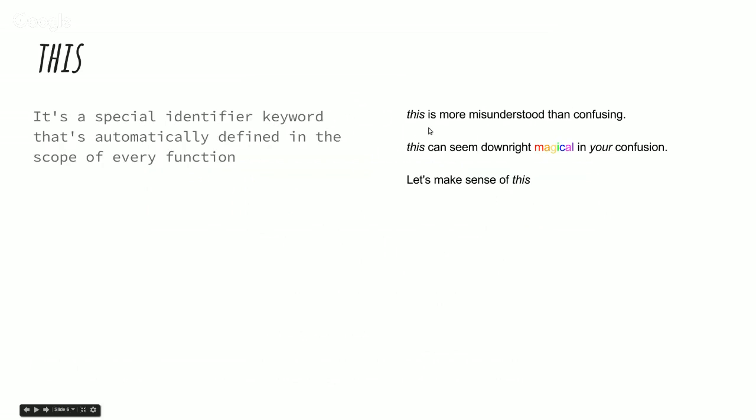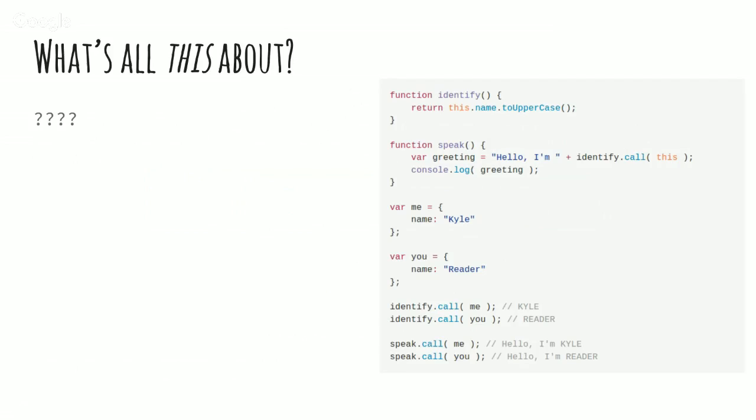The book says that this is more misunderstood than confusing, that there are some rules behind how this is used, but it's not necessarily intuitive. And because of that, it can seem magical because of your confusion. So let's see if we can make some sense of this. Okay. You'll see plenty of this puns up at the top because it's just so easy to use the word this in a sentence.